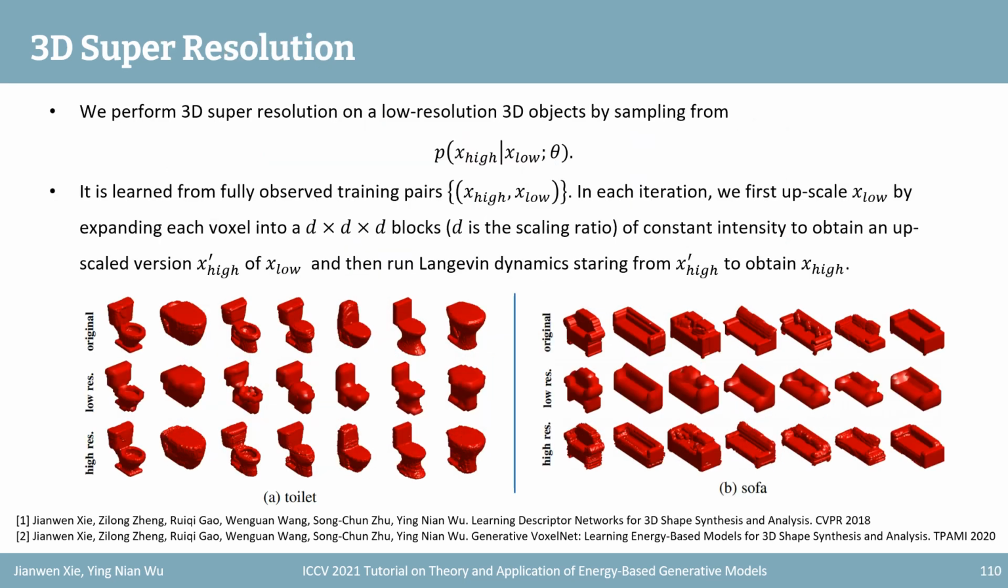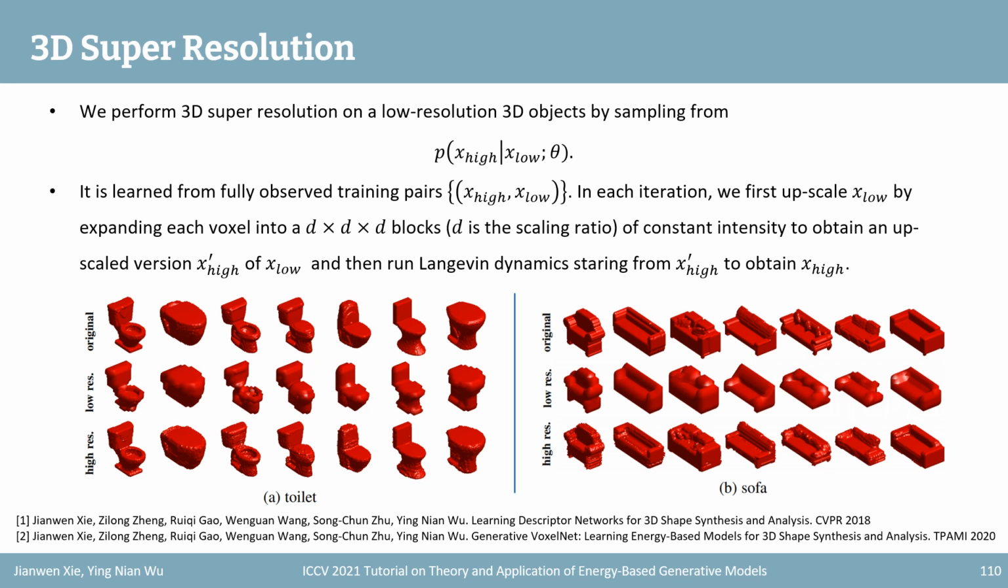A similar strategy can also be applied to 3D super resolution, which seeks to increase the resolution of a testing 3D object. A low-resolution 3D dataset can be easily created by downsampling a higher resolution dataset. Then a distribution of high-resolution 3D shape conditioned on the corresponding low-resolution 3D shape is trained for super resolution.